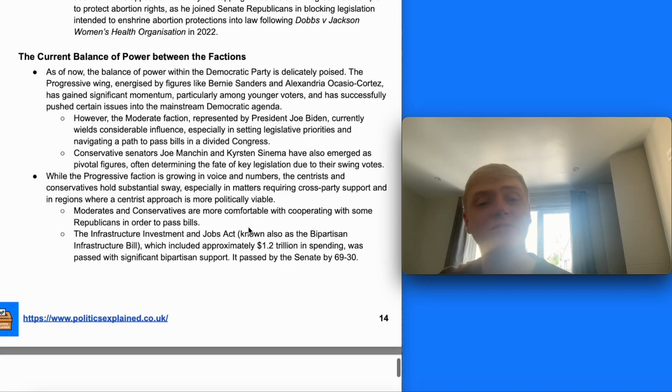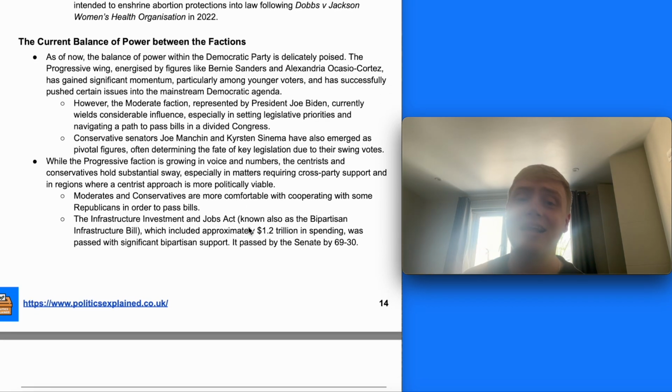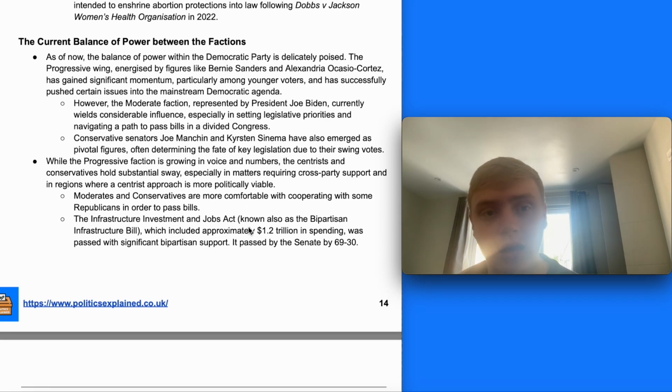In terms of the current balance of power between the factions, it's delicately poised. The progressive wing has gained significant momentum, particularly among younger voters, and successfully pushed certain issues such as Medicare for All and the Green New Deal into the mainstream Democratic agenda and discourse. However, the moderate faction, represented by Biden, currently wields considerable influence, especially in setting legislative priorities and navigating a path to pass bills in a divided Congress.